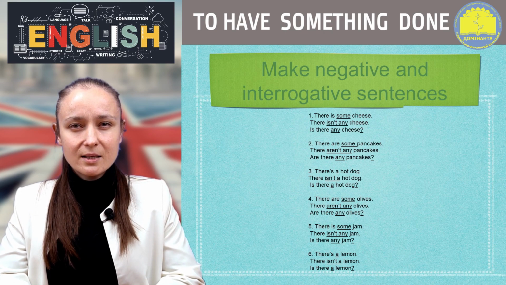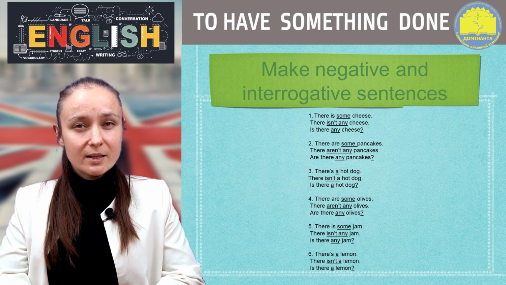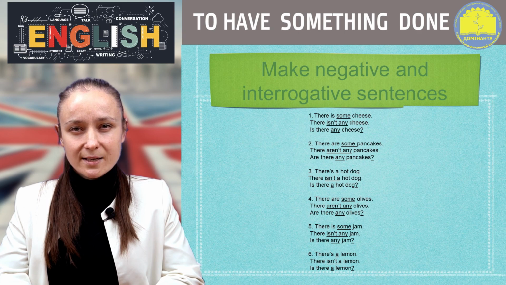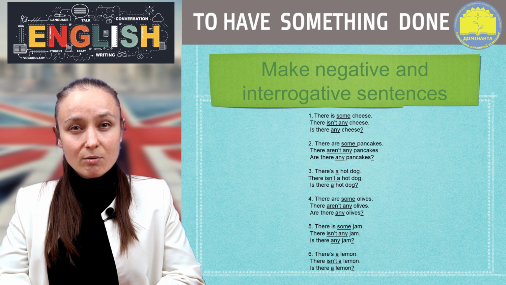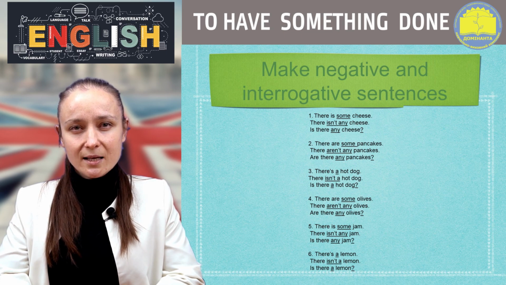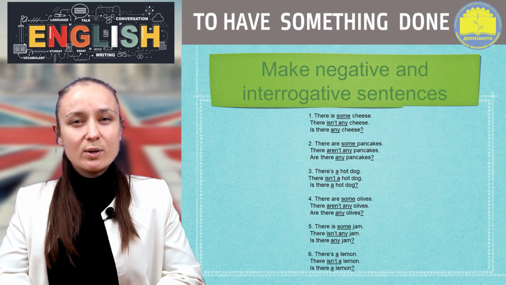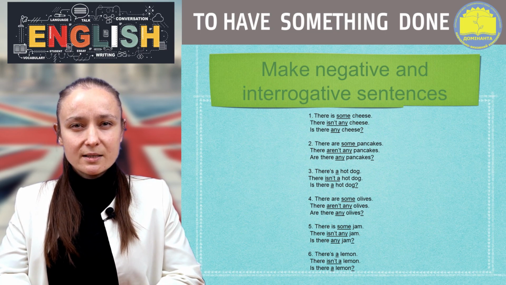Number 5, there is some jam. Negative: there isn't any jam. Interrogative: is there any jam? And the last one, 6, there's a lemon. Negative sentence: there isn't a lemon. And the last one, interrogative: is there a lemon? As we can see, the word some must be changed to any in negative and interrogative sentences.